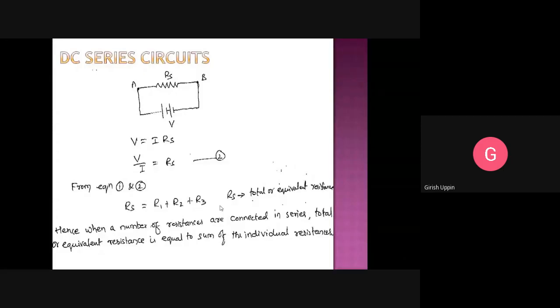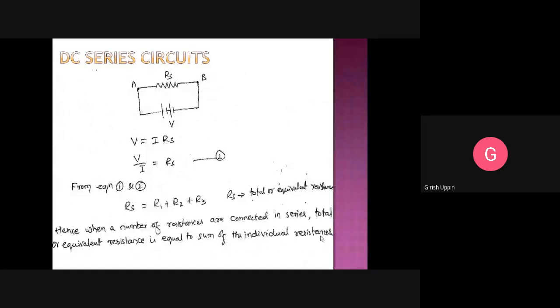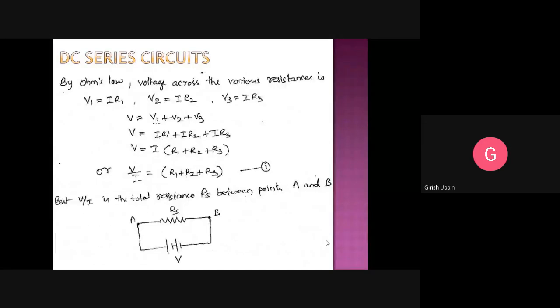So hence, in case of a series, the equivalent resistance of the series combination is equal to the sum of their individual resistances. Hence, when a number of resistances are connected in series, the total or equivalent resistance is equal to the sum of the individual resistances. So you can just add up all the resistances, and that would be the equivalent resistance. Why are we adding up all the resistances? Because here we want to simplify the circuit.